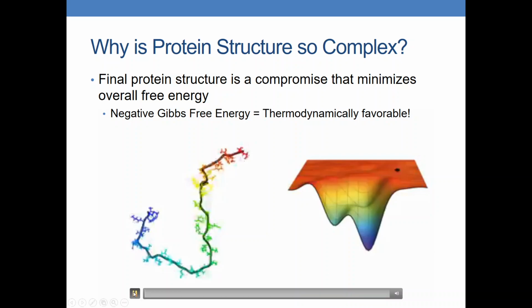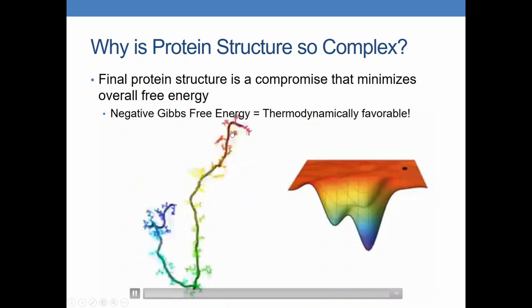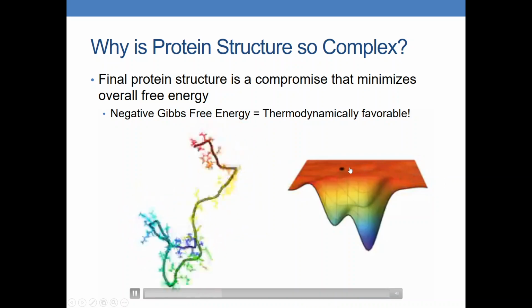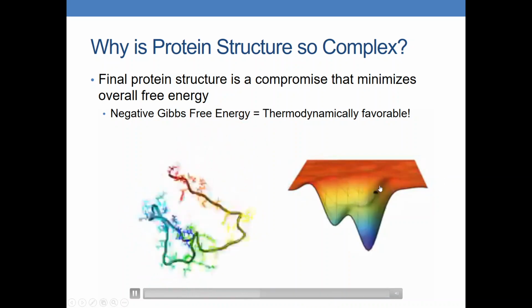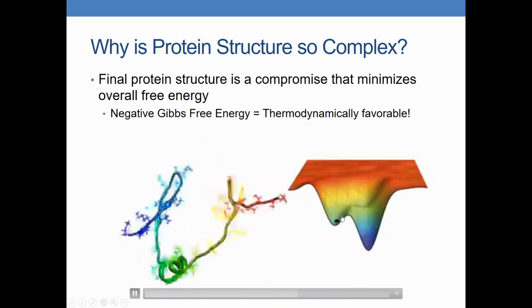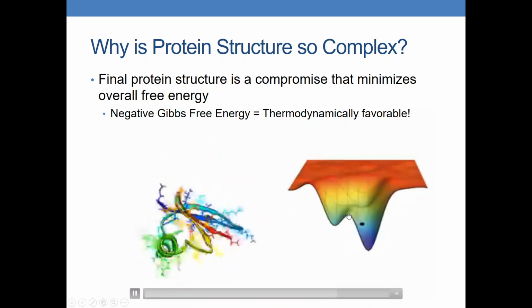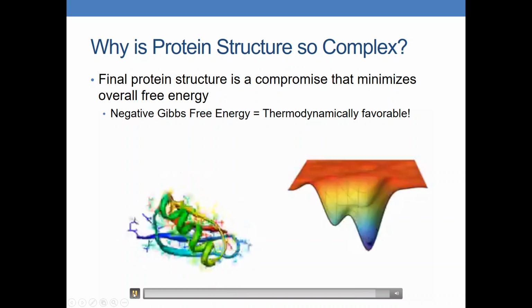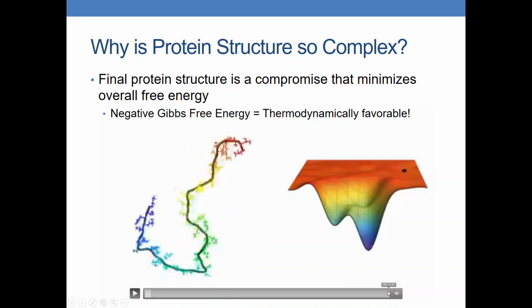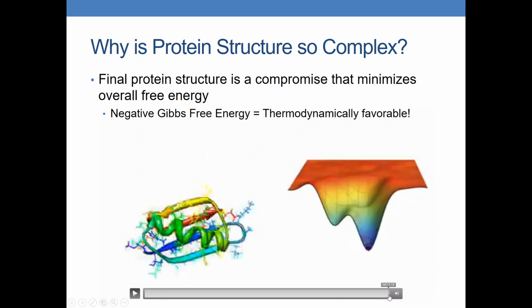So now I'm going to show you the video. Okay, so unstructured right now, we're sampling different states up here. Now we find our way down and we hit some structure, and ultimately we're going to end up in the bottom of the well. Let me jump back to the end there. We're going to end up at the bottom of the well where we have structure.